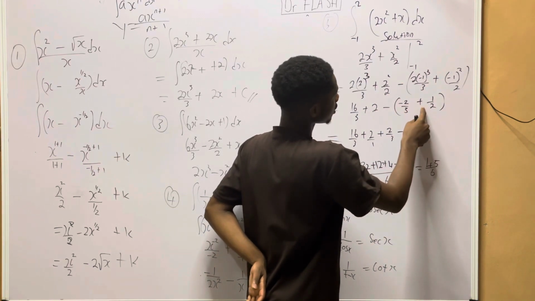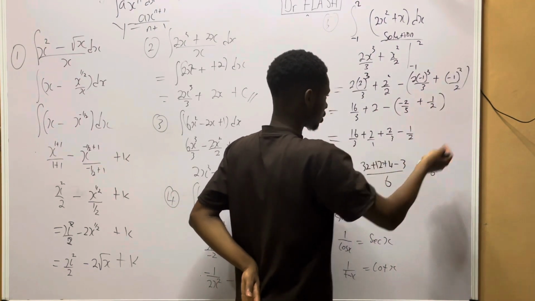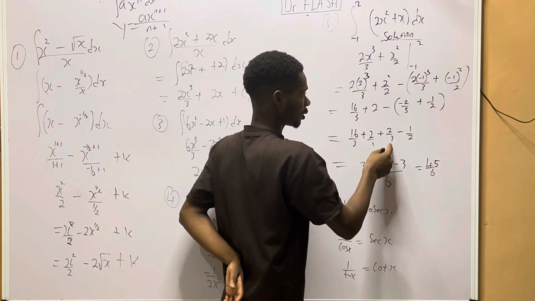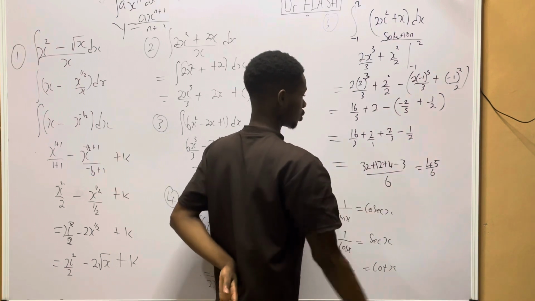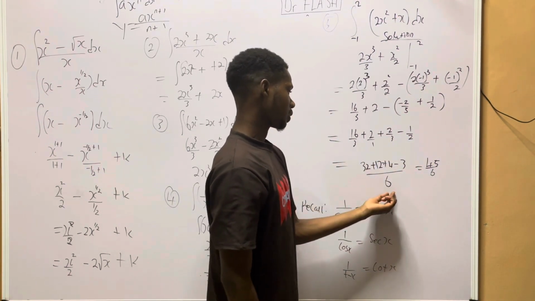Plus minus 1 squared is 1 over 2, okay? So opening the brackets, minus times minus 2 over 3, that's plus 2 over 3, minus times minus 1 over 2, that's, so you get minus 1 over 2. Now the LCM of 3, 1, 3, 2 is of course 6.